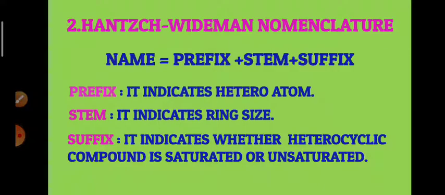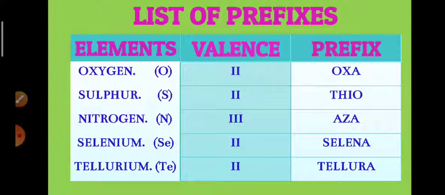In Hantzsch-Widman nomenclature, each name is made up of three parts: the prefix, stem, and suffix. Here, the prefix indicates the heteroatom present, the stem indicates the ring size, and the suffix indicates whether the compound is saturated or unsaturated.